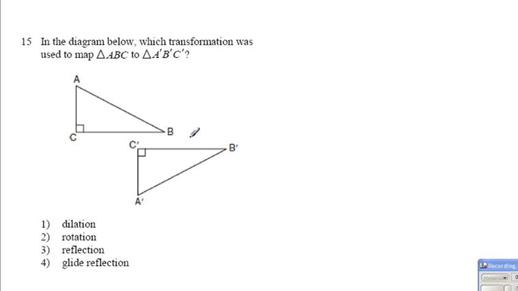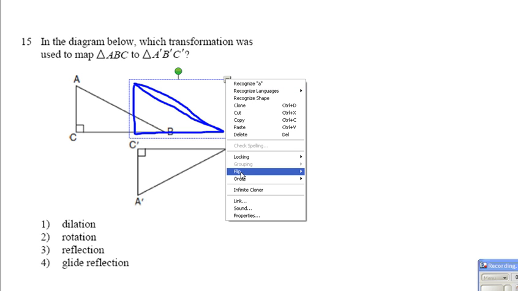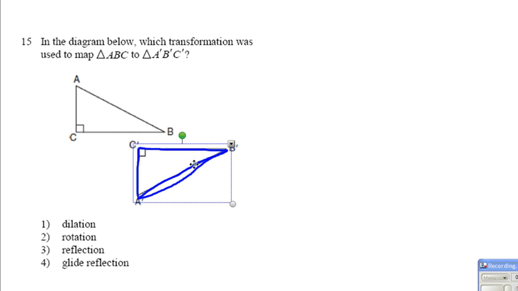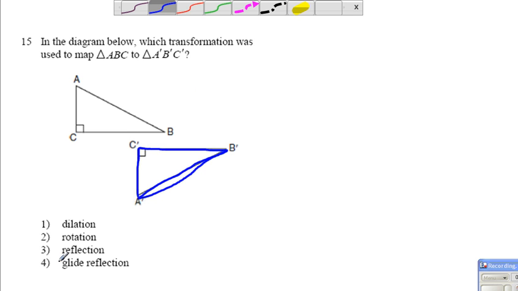Number 15. How do you go from here to here? If you have to move this one, what I'm going to do is move this one to the front a little bit. That will be the translation. But if you reflect this one up and down, then you would have gotten something like this. So therefore, our answer will be glide reflection.